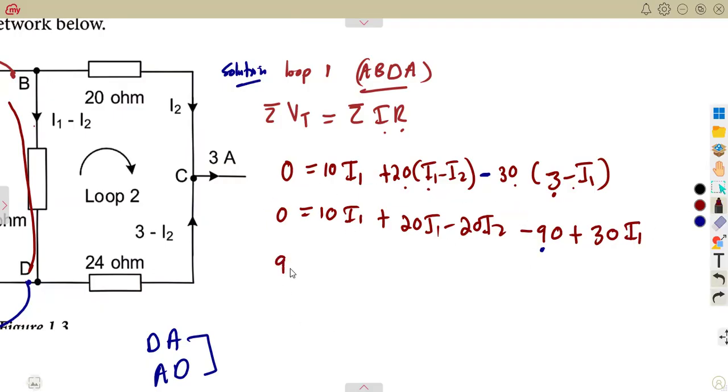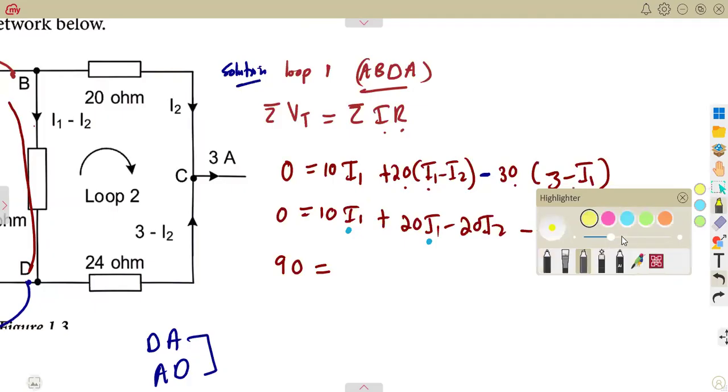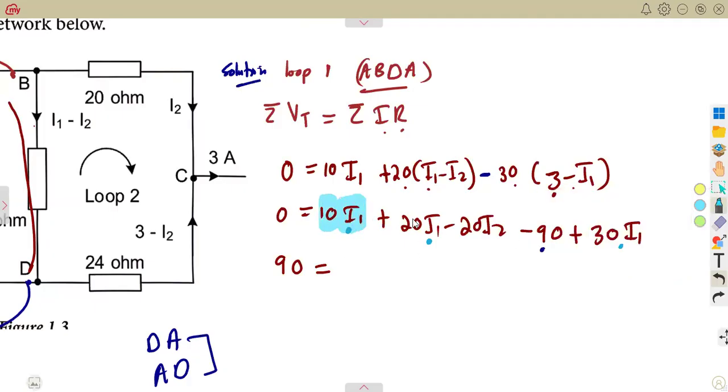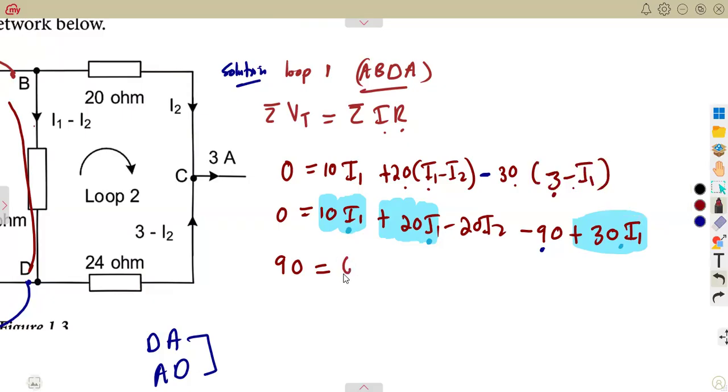So that it is going to be a positive 90 there, equal to, working with the current. There is I1 here, there is I1, there is also I1, so we can consider collecting the like terms. In that case, you consider this part: we have got I1 here, we also have I1 here, you add, there is also I1 here, you add. So adding these is going to give us 60 I1, all right? So this is 60 I1, we are just left with minus 20 I2.